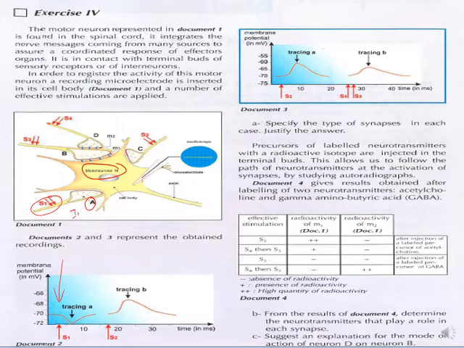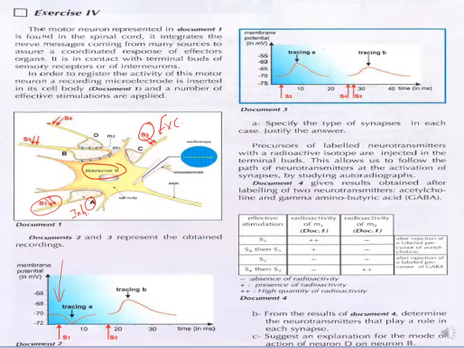Moving to the second synapse. The synapse between neuron C and the motor neuron upon stimulation of S2. So upon stimulation of S2, we have tracing B. We have a depolarization from minus 70 to about minus 67 millivolt approximately. So this means that this is an excitatory synapse. This one is an excitatory one.